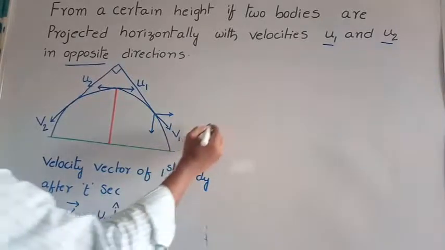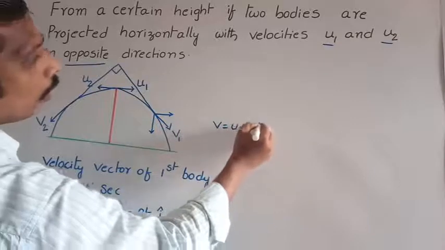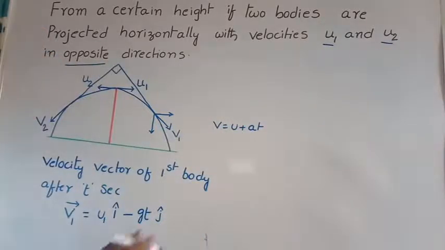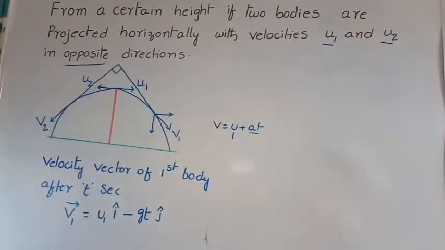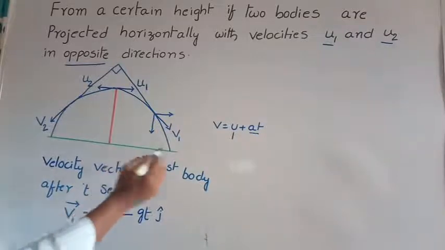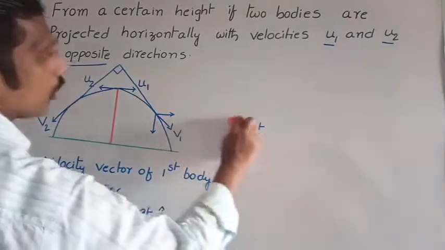These velocities we get from the equation v is equal to u plus at. Along the horizontal direction, acceleration is equal to 0, that's why the horizontal component of velocity does not change. In the vertical direction, initial velocity is equal to 0, so v is equal to at. For a freely falling body, a is taken as g, so we get gt into j cap. But it is in the downward direction, so we write minus gt into j cap. That is the velocity vector of the first body after t seconds.